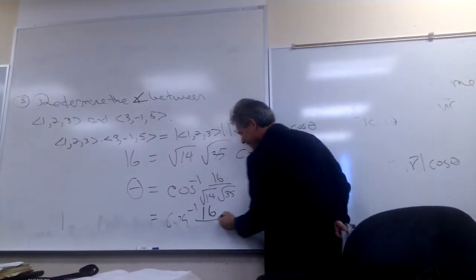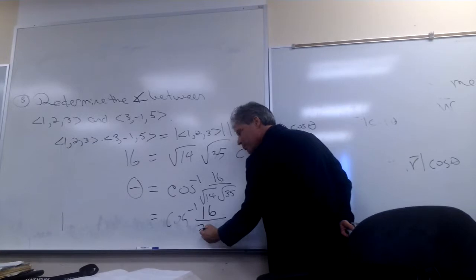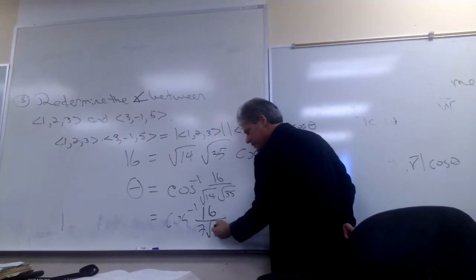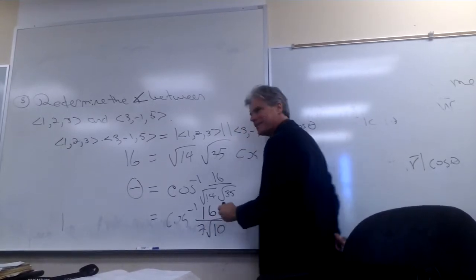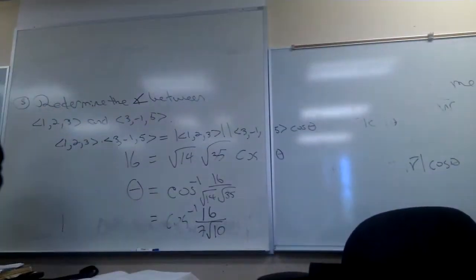16 over 7 roots, 2 times 2 times 5 is 10, root 5, 10. Good. I'm glad you stopped me.